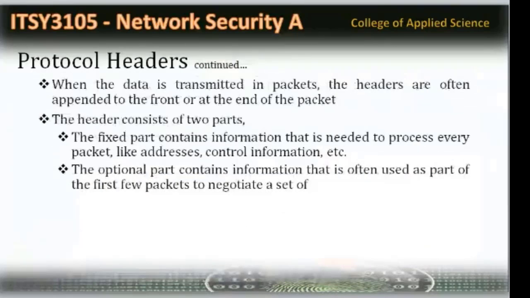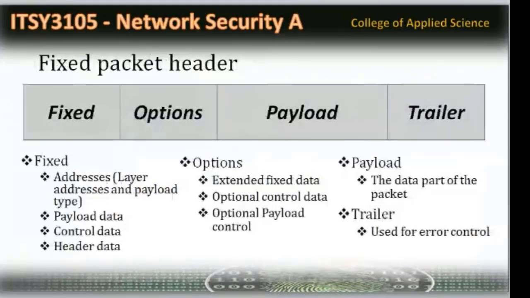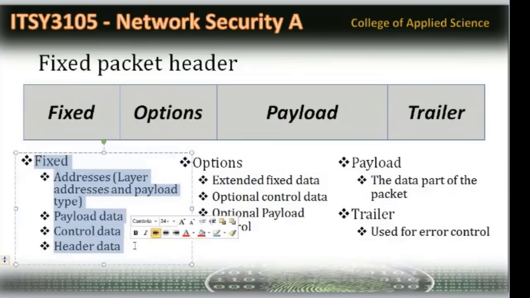Now you can see I'm going for the fixed packet header first. What does the fixed packet header mean? Everything will be fixed. That means the size and the fields, everything is fixed, so we cannot change it. Now you see here, this is the payload. Payload means the data. Then this is going to be the header. This part is fixed and this part is optional. Fixed means you have to give it. You cannot skip anything from that.